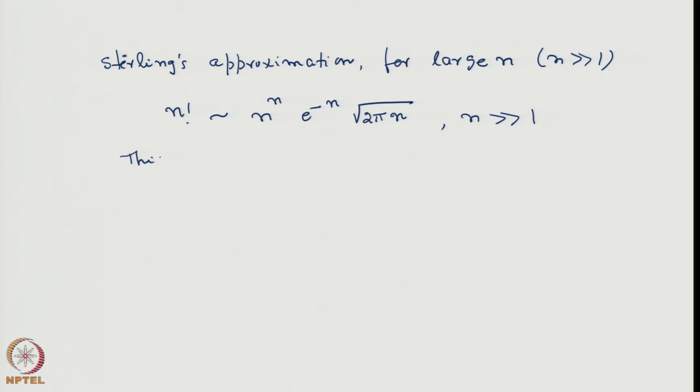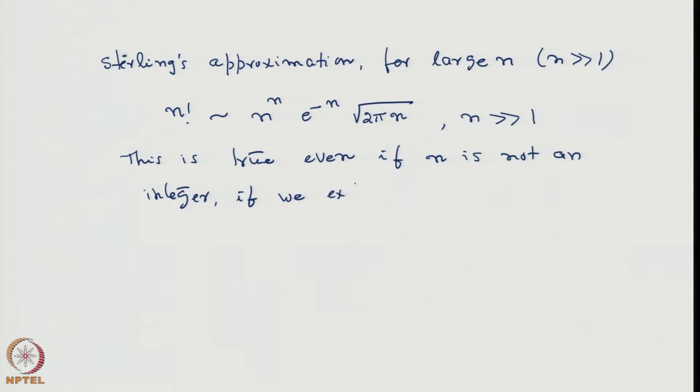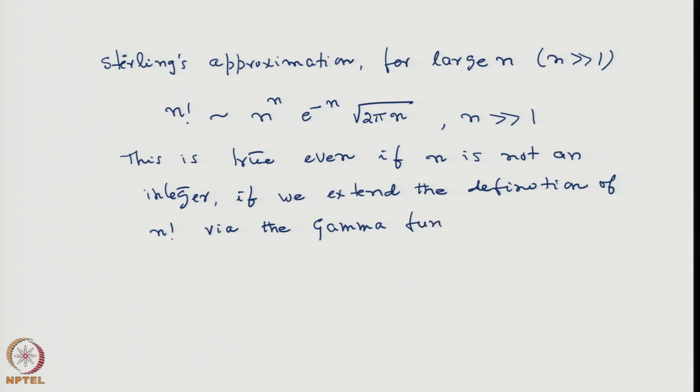This is true even if n is not an integer, if we extend the definition of factorial via the gamma function representation. So let us set out to prove this result.